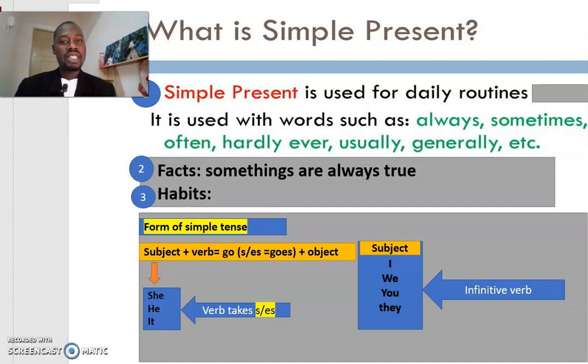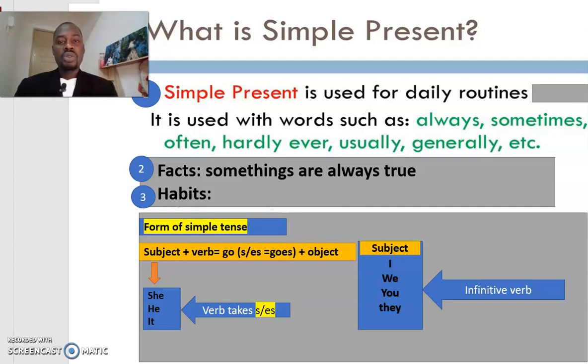However, in this lesson, I will be focusing on three areas. The first, simple tense used for daily routines, simple tense used for habits, and facts.